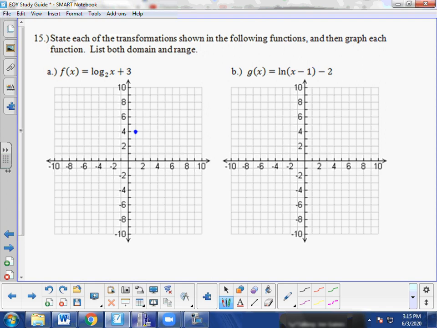Now, this is our initial point. Remember, for exponential functions, we had a horizontal asymptote, and this horizontal asymptote was affected by shifts up or down. For logarithms, we're going to have a vertical asymptote. This vertical asymptote is going to be affected by shifts left to right. There are no shifts left to right, so the vertical asymptote is x equals 0.